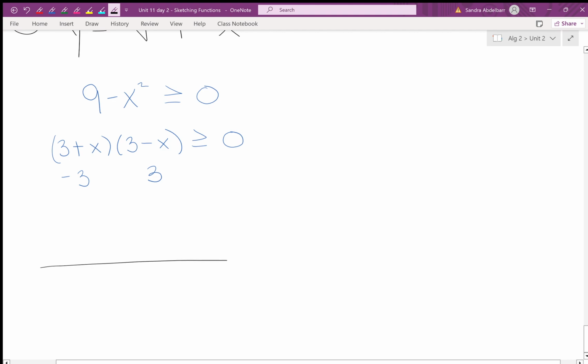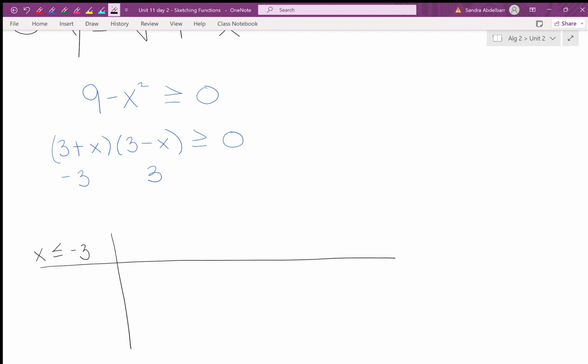All right, stay with me here. So I'm going to test x is less than or equal to negative 3. Negative 3 is less than or equal to x, which is less than or equal to 3. And x is greater than or equal to 3.